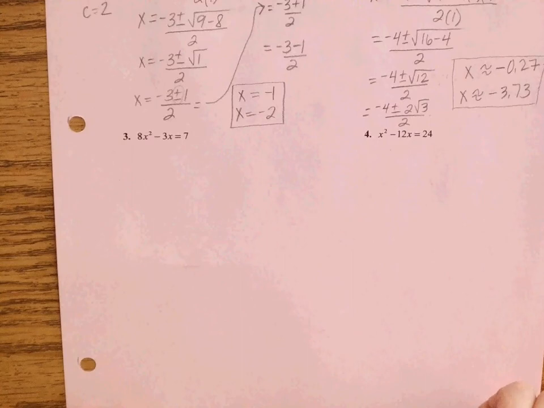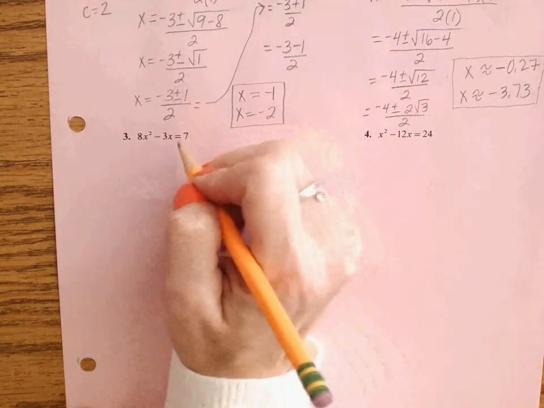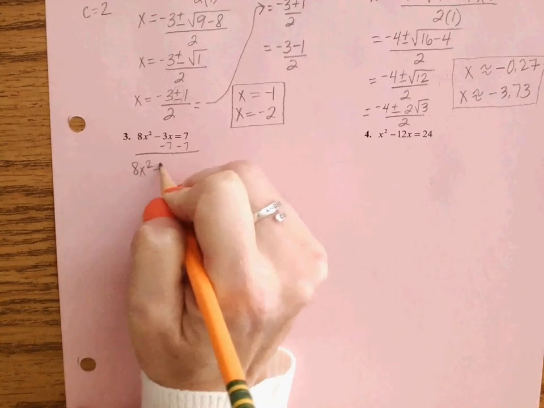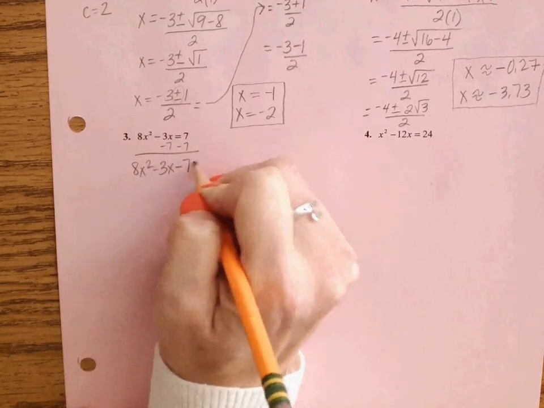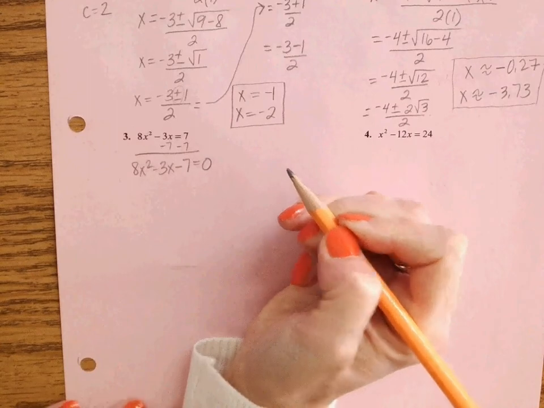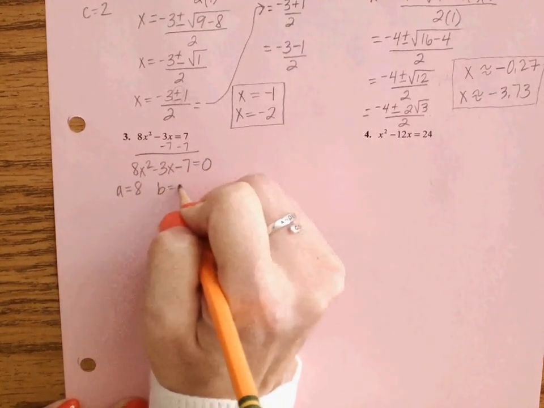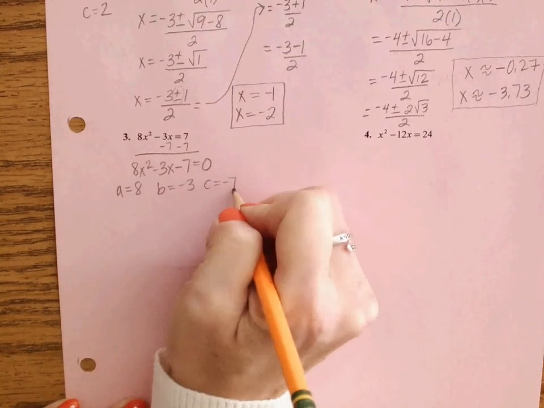Number 3, we need to make sure it's in standard form. So that means I'm going to subtract 7 from each side. So I have 8x squared minus 3x minus 7 equal to 0. I'm going to go ahead and label. So I have a equals 8, b equals negative 3, and c equals negative 7.